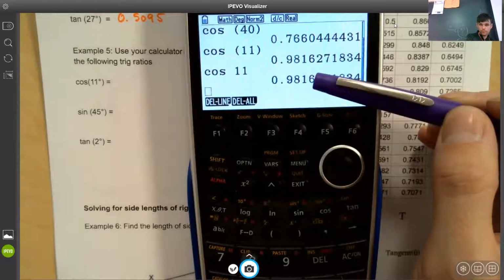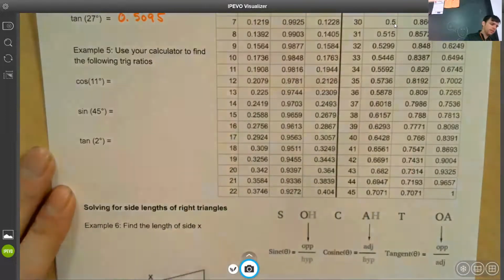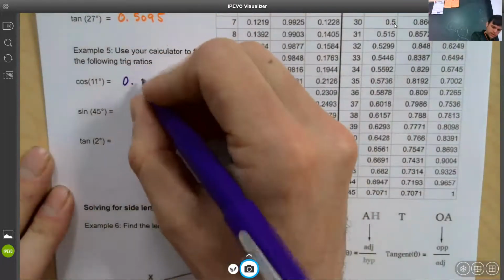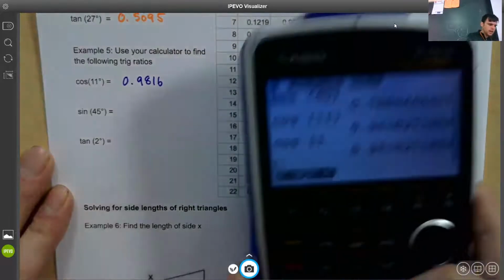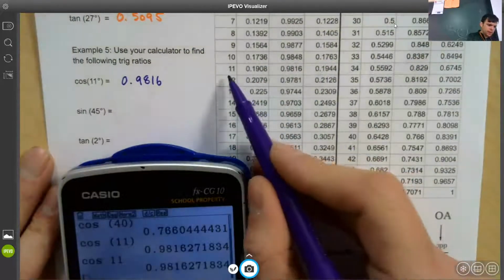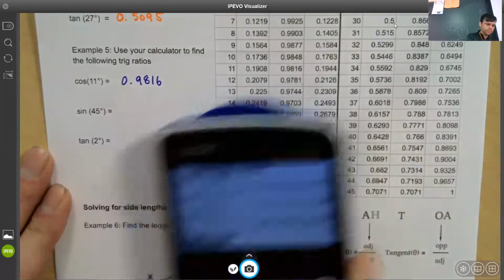0.9816. Right, that's our 4th decimal place, and then there's a 2. So we round it off there. 0.9816. And we can see that in the table as well. So 11 degrees cosine, it's exactly what we have in the table.